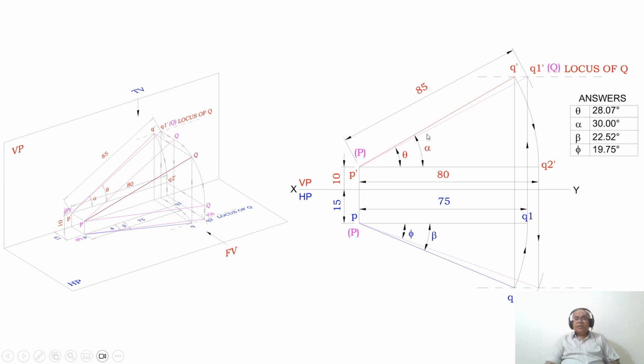Similarly, I want to find the true length in the front view. So this line is the true length in the front view because its corresponding top view will be parallel to XY. So this is how you analyze the drawing and also write the solution by using the manual sketch. Thank you.